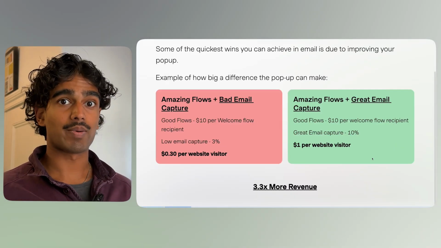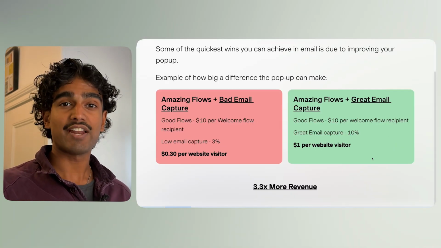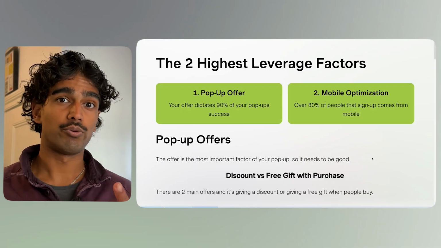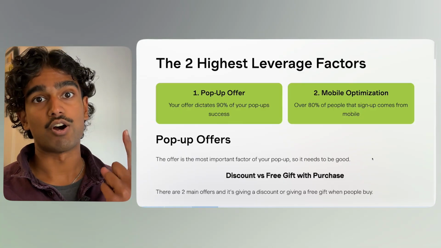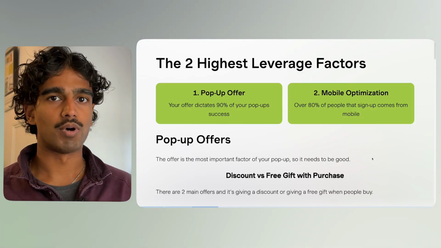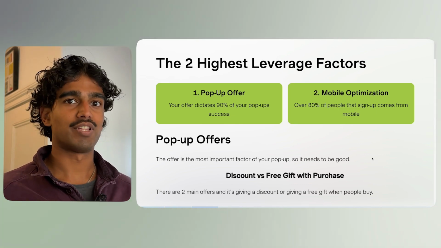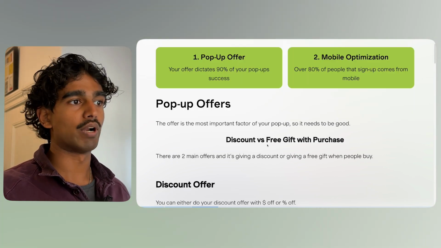So increasing your pop-up's conversion rate is really important. So how do you actually do it? Well, there's a lot of things you can customize, but there's only really two things that actually matter. That is number one, the offer of the pop-up, and number two, it's the mobile optimization of the pop-up. Everything else is really just fluff. So the two main offers that people generally try, a discount or a gift with purchase.